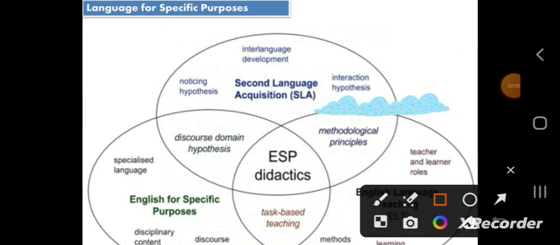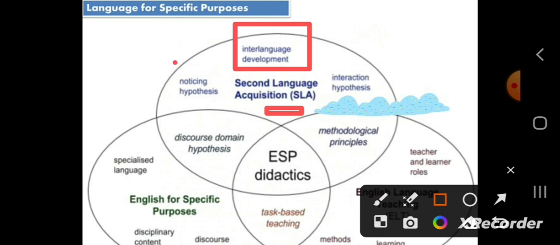Second language acquisition. Interlanguage development: the evolving linguistic system that learners create while acquiring a second language, which is influenced by the native language and the exposure to the new language. Noticing hypothesis: a theory by Richard Schmidt suggesting that learners must consciously notice language features to acquire them.